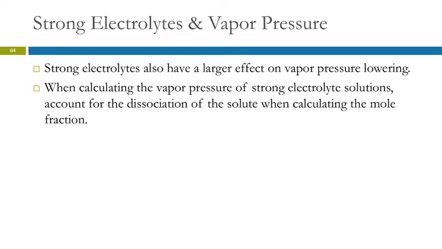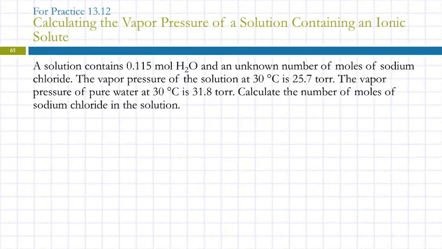Strong electrolytes also have a bigger effect on vapor pressure lowering, again, because more particles. So you have to account for the dissociation of the solute when you're calculating your mole fraction. So a solution contains 0.115 moles of water and an unknown number of moles of sodium chloride. The vapor pressure of the solution at 30 degrees is 25.7 torr. The vapor pressure of pure water at 30 is 31.8 torr. Calculate the number of moles of sodium chloride in the solution.